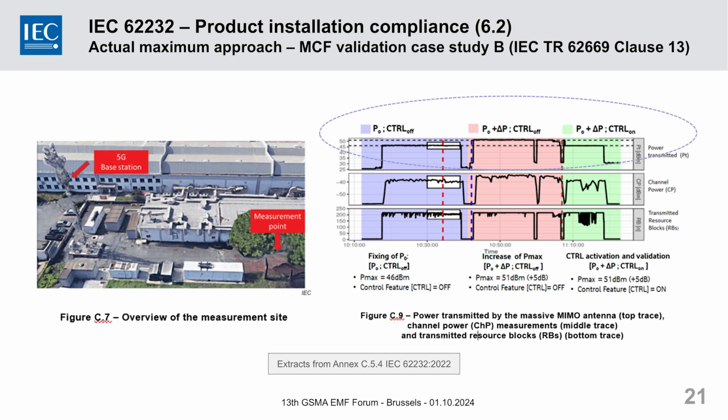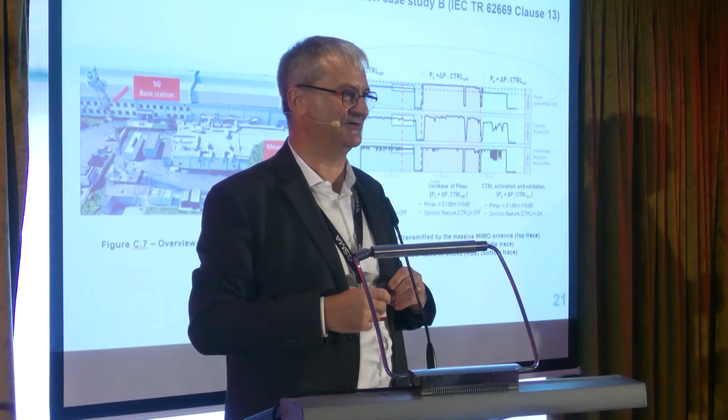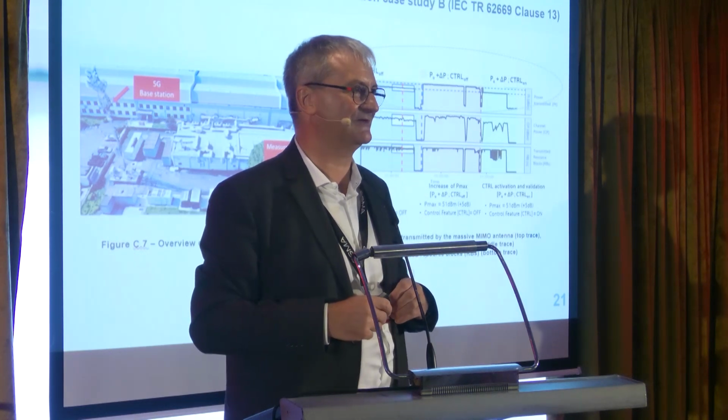In the red part, they increase the power by 3 dB, for example, without any control feature. And then on the green part, they apply the power reduction factor equivalent to the increase of the power. And you can show that the level of transmission is back to the original state, which means that the feature is working appropriately and does not exceed the expected value.